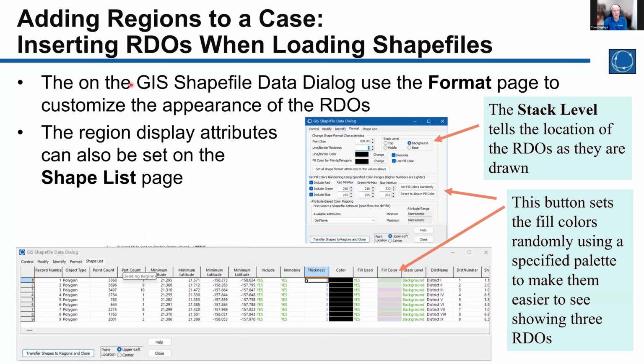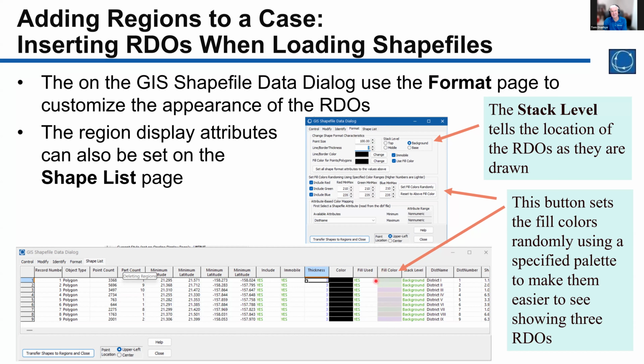Okay, so when you start giving options for inserting shapes, you have to say, well, what format do I want for the shapes? So on the GIS shapefile data dialog, there's a tab here that says format. When you load a shapefile in, you get fields that let you say whether it is going to be filled. Here I selected yes, and then what fill color do I want to use?